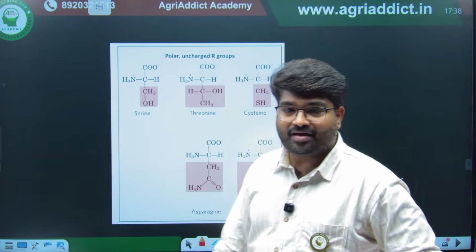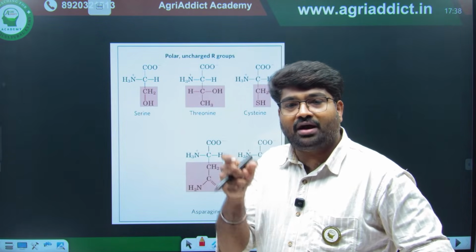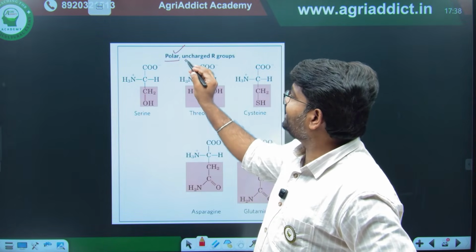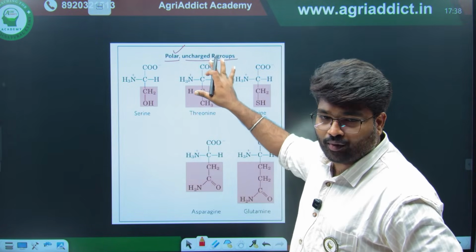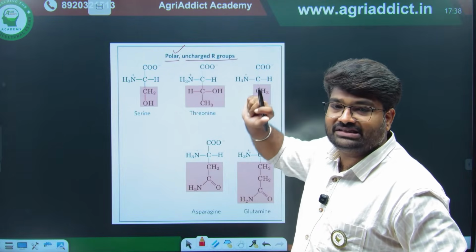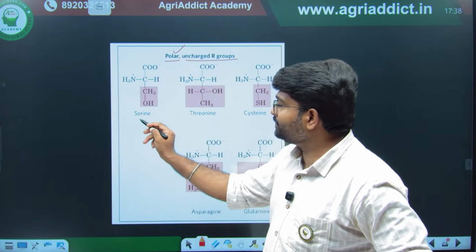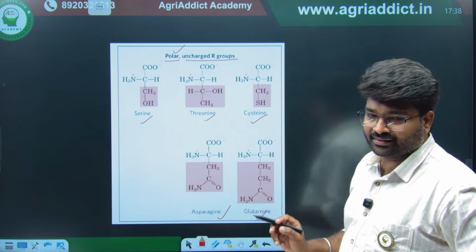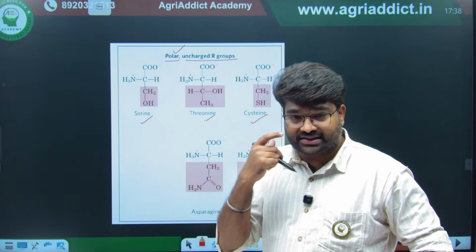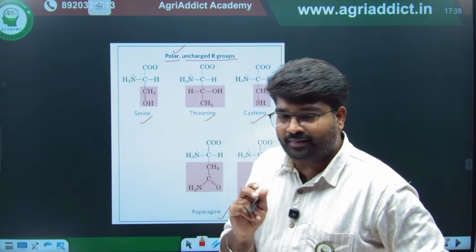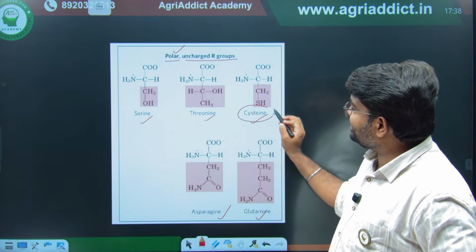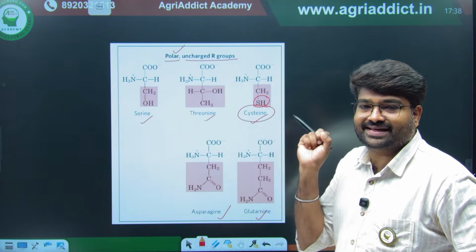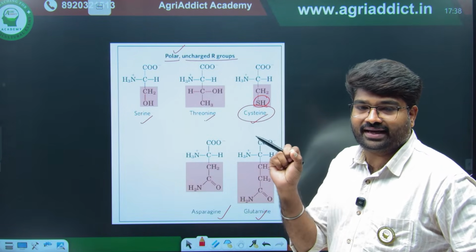Earlier we discussed non-polar aliphatic groups. Now we are going to see polar with uncharged R group. This is very important. The examples are serine, threonine, cysteine, asparagine and glutamine. Here, cysteine is another example of a sulfur containing amino acid. So, methionine and cysteine are the examples of sulfur containing amino acids.